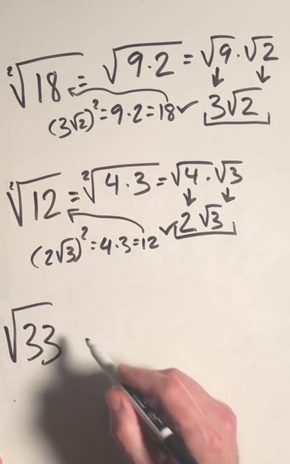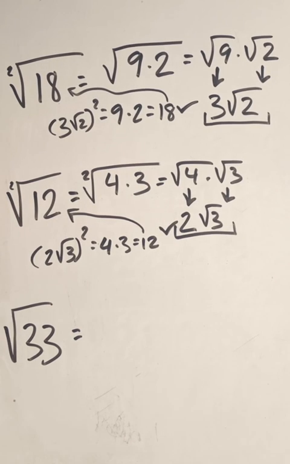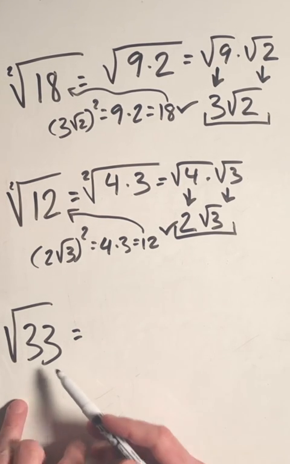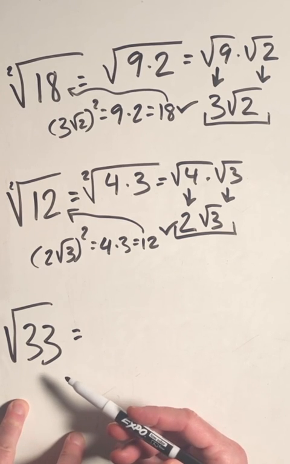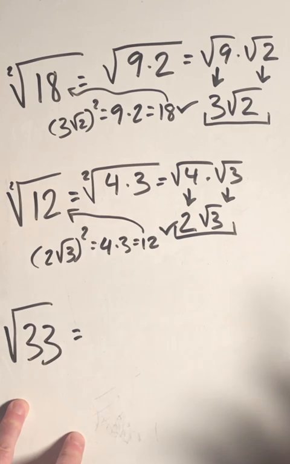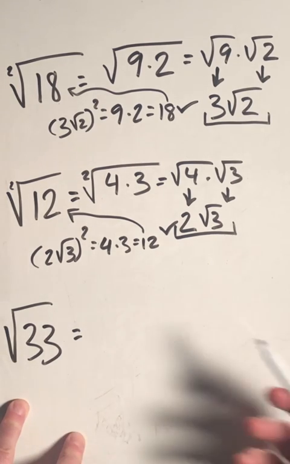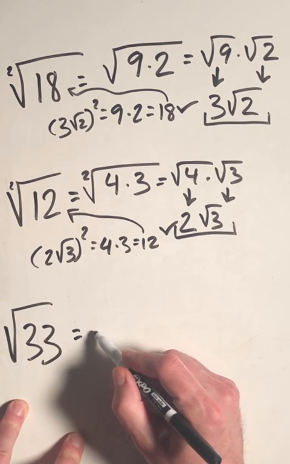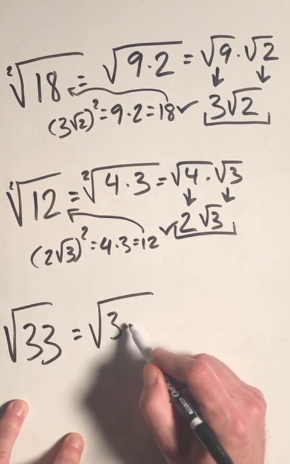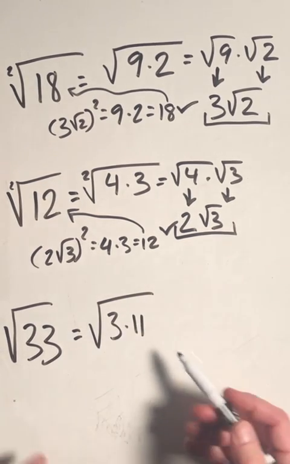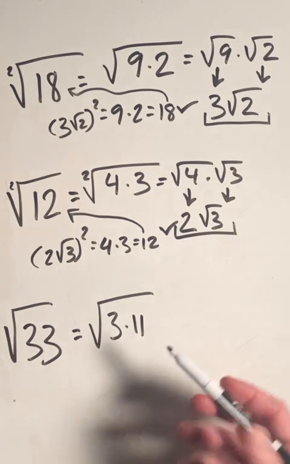Now we have the square root of 33. So we're going to try to simplify this according to the product rule. The only two factors of 33 that I can think of are 3 and 11. 33 and 1 don't count. But 3 and 11, neither of those are square factors. So no matter how I would simplify this, if I were to do the square root of 3 times the square root of 11, neither of those are perfect squares.